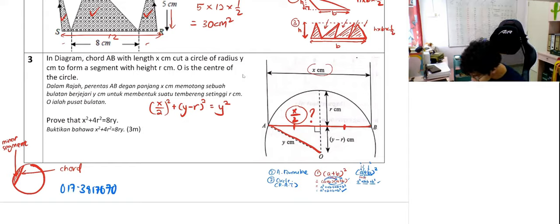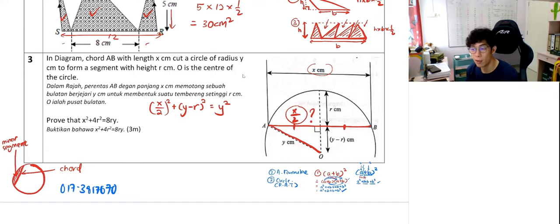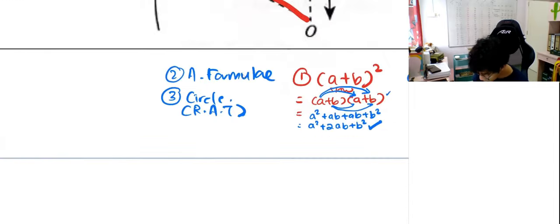Now see, everyone. Can you see AB? AB is X, at 90 degrees, so you can separate into two. So X divided by two. Understand? Got it. Then students say, teacher, what is this? Pythagoras theorem. See, Pythagoras: A² + B² = C².